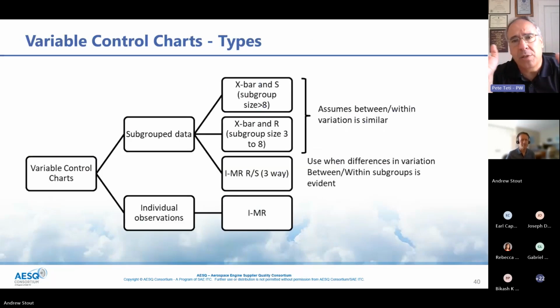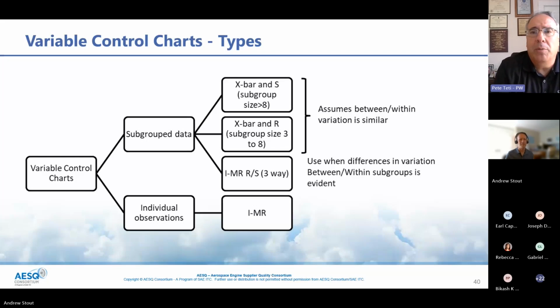There are many types of control charts. In the variable world, you either subgroup your data or you don't. If you subgroup your data, you ask yourself, well, how big will the subgroup be? If it's 2, 3, 4, 5, or 6, that's where we use an X bar and R chart. If it's 8 or more, then the range becomes very inefficient, and we use an X bar and sigma chart. Also, we might be looking at multiple measurements within a part.